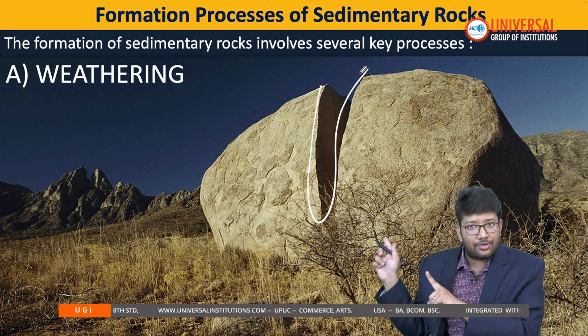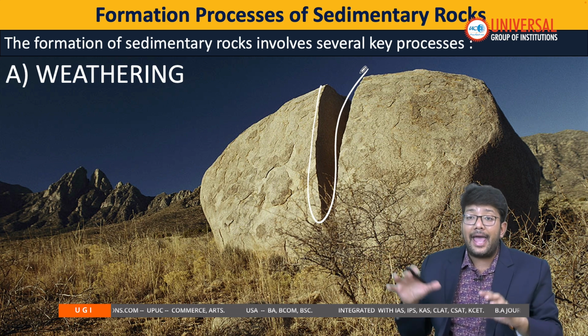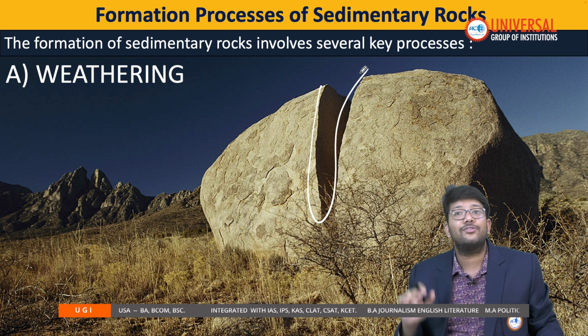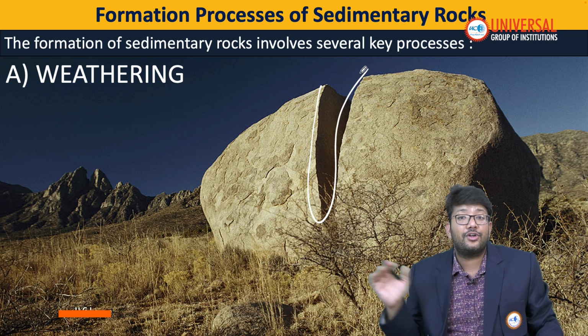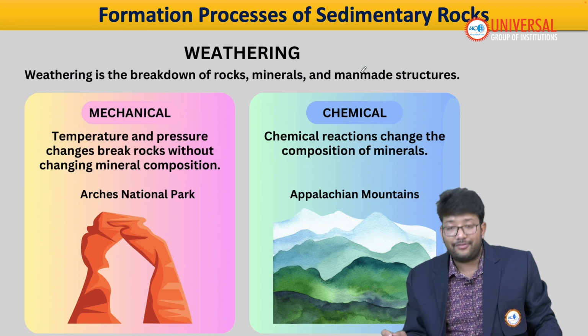So this is an igneous rock. Now if this particular rock is disintegrated and changes into something else, some different type of rocks, that is called sedimentary. So weathering is a process of the formation of sedimentary rocks. Second is, we can say weathering is of two types.